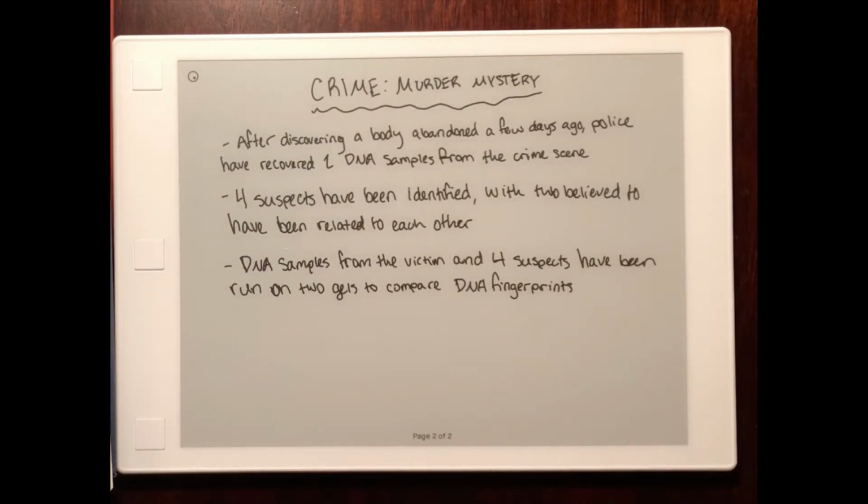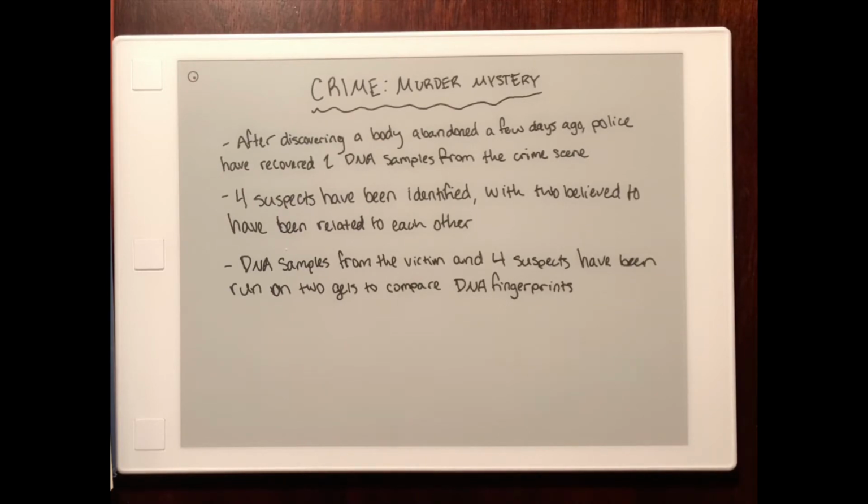Today we'll be helping police solve a murder mystery. After discovering a body abandoned a few days ago, the police have managed to recover 2 DNA samples from the crime scene. 4 different suspects have been identified, with 2 believed to have been related to each other.